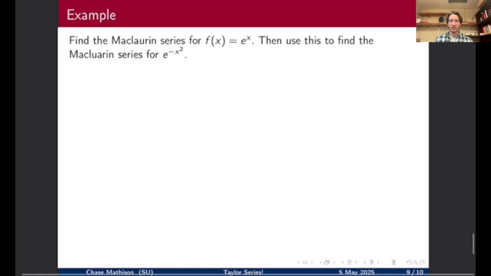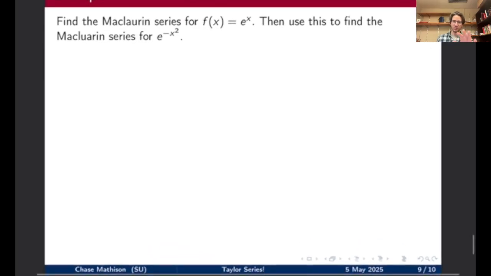All right. So everyone take a second, pause the video, and try to find the Maclaurin series. So that's the power series, the Taylor series centered at 0 for the function f of x equals e to the x. And then use that to find the Maclaurin series for g of x equals e to the minus x squared. Okay. Hopefully you paused the video.